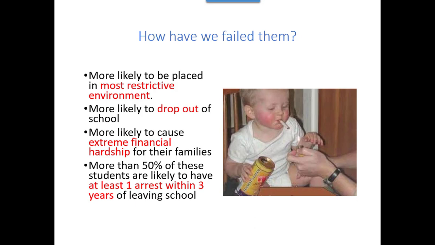The more restricted the environment, the less successful we know you are when you transition to adulthood. More likely to drop out, more likely to have financial hardships, more likely to get arrested within the first 3 years.